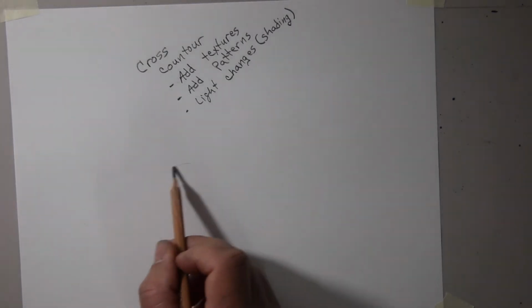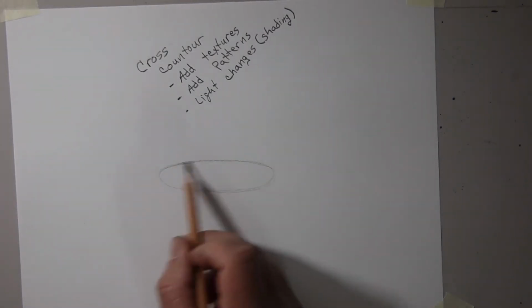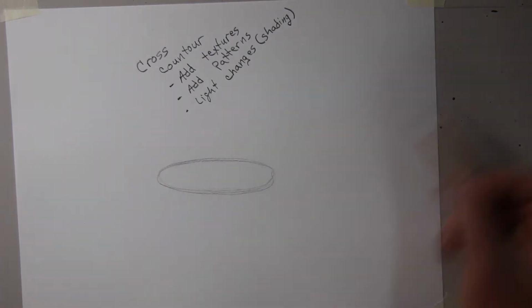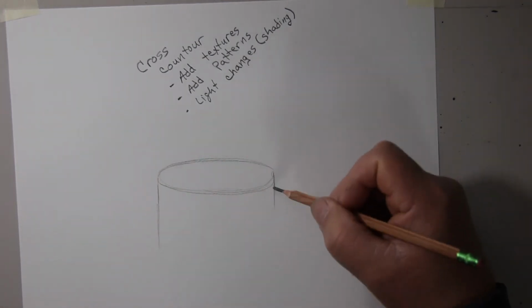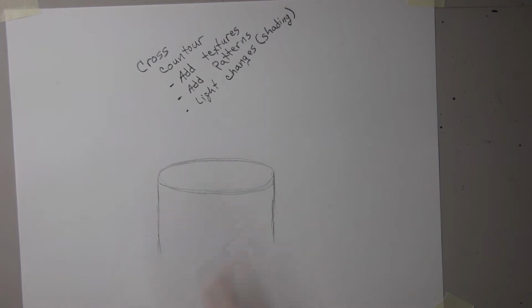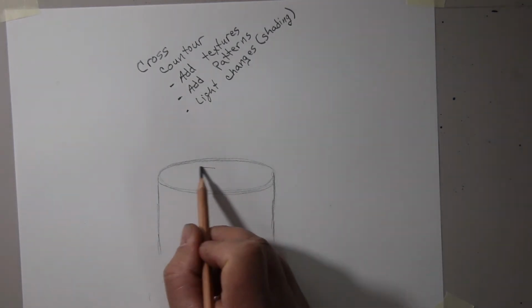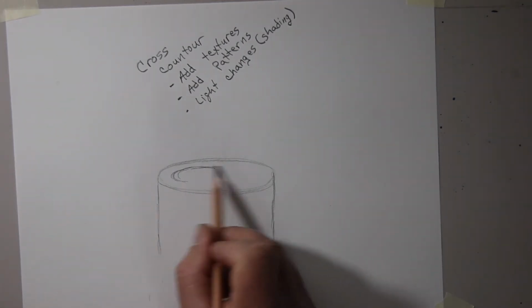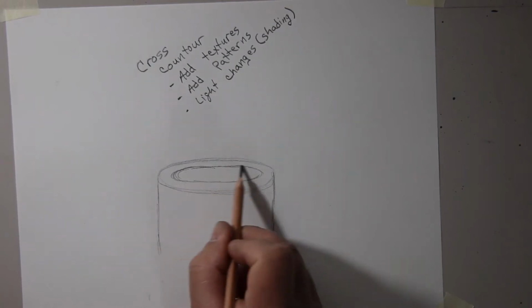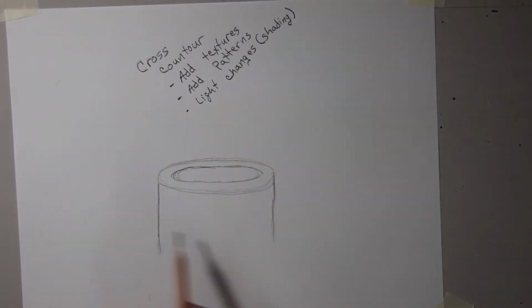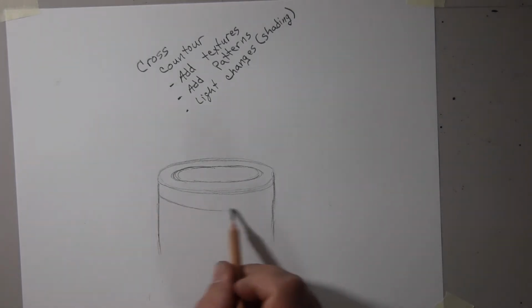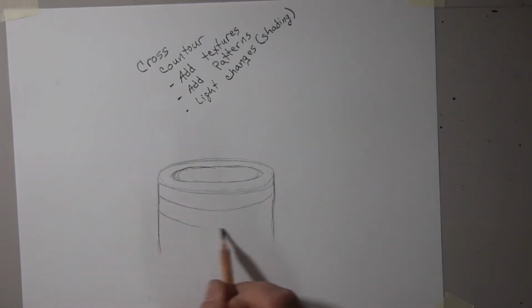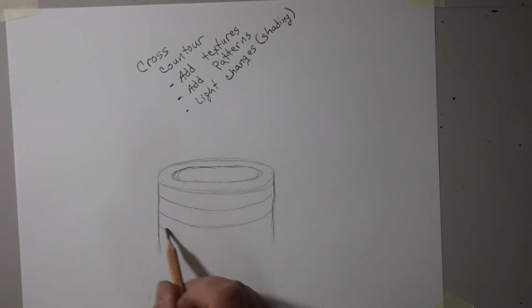So to demonstrate this, I'm going to do a simple little drawing of a wishing well. I'm going to start off by drawing the cylinder. I'm going to leave the bottom open for now. I'm going to go ahead and establish the thickness of the top. Now I'm going to use cross contours to add my three-dimensional guidelines, just like when we did the cylinder in our practice.